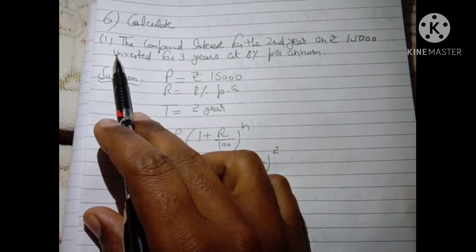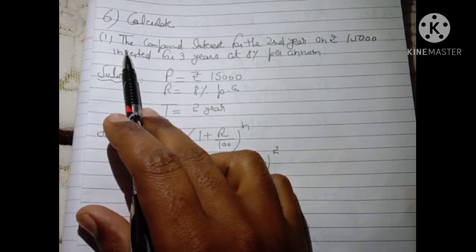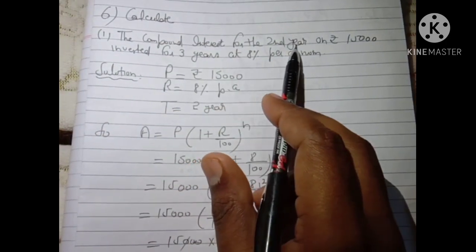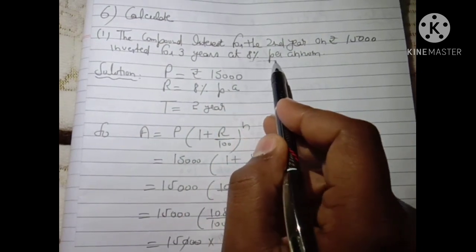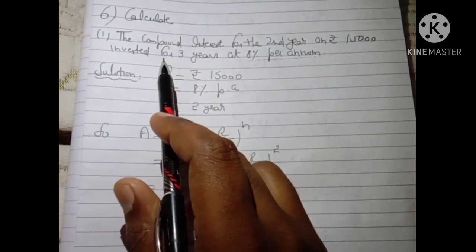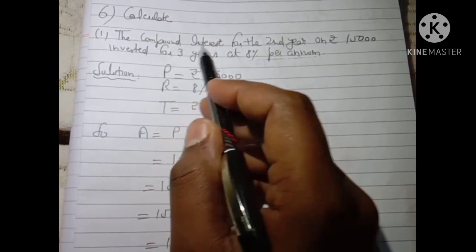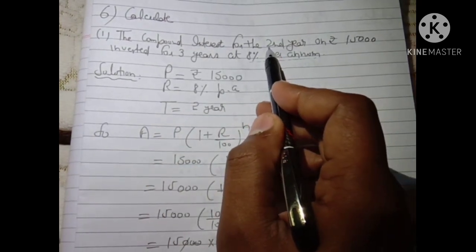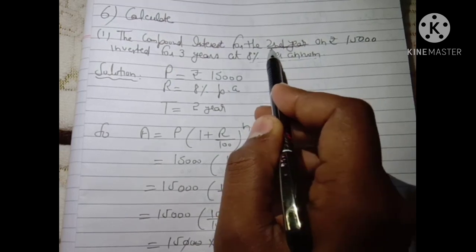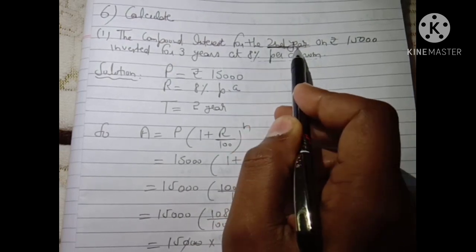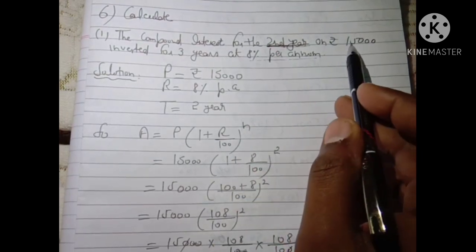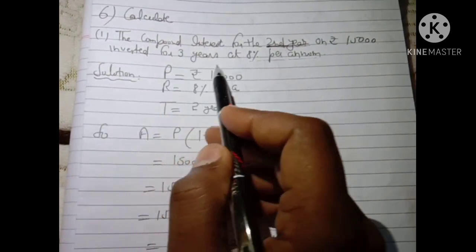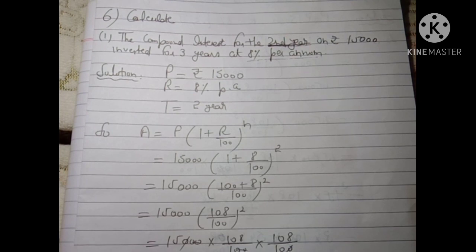Okay, now see the sixth sum. In the first part of the sixth sum, calculate the compound interest for the second year on 15,000 invested for 3 years at 8% per annum. Now in this sum, we have to find out the compound interest only for the second year. Means we have to take the value of n is 2, and the principal is 15,000, and the rate of interest in this case is 8%.